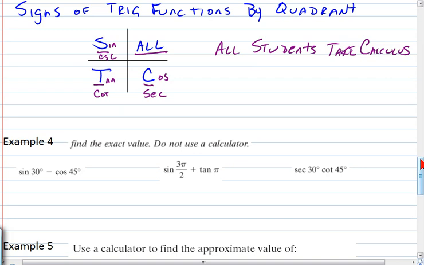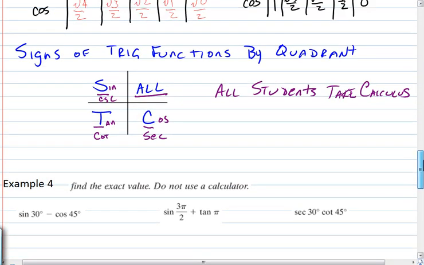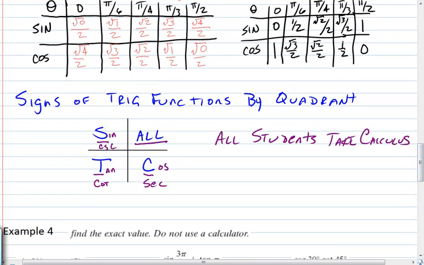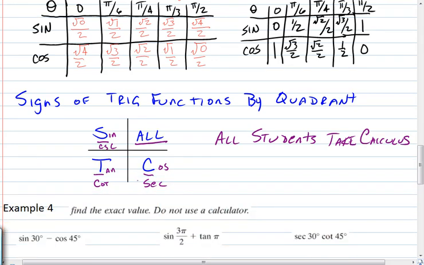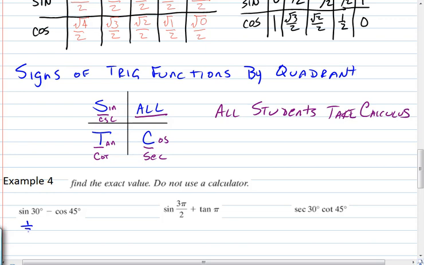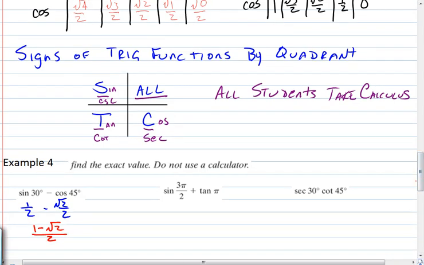In example 4, we're asked to find the exact value of sine 30 minus cosine 45. Looking at the table that you have in your notes, what is sine 30? 1/2. And what is cosine 45? So this is going to be 1/2 minus the square root of 2 over 2. Notice that we have common denominators here, so we can combine these into one term, 1 minus the square root of 2 all over 2. And that's the exact value of sine 30 minus cosine 45.